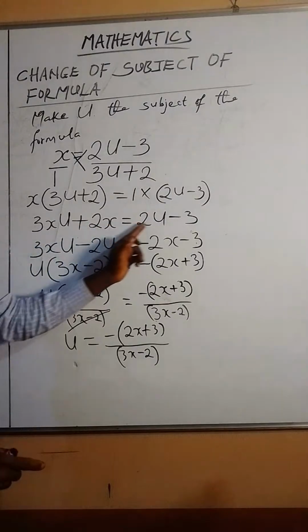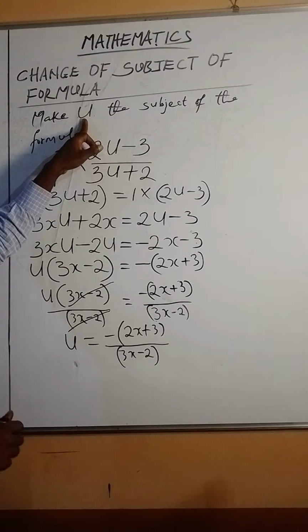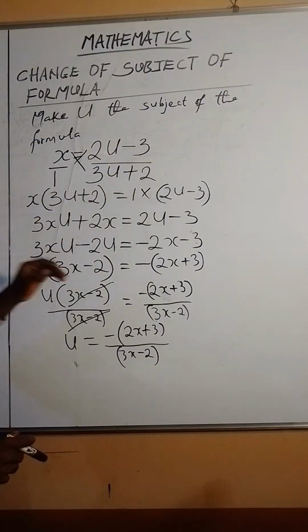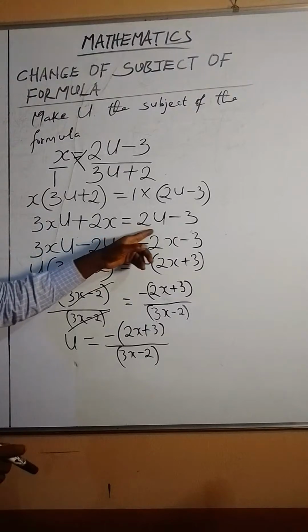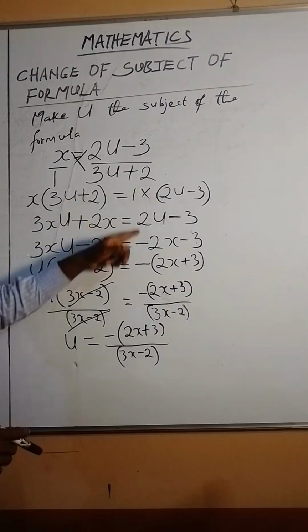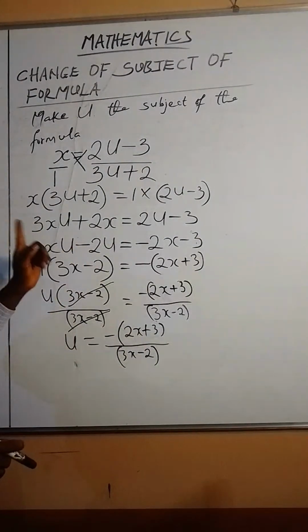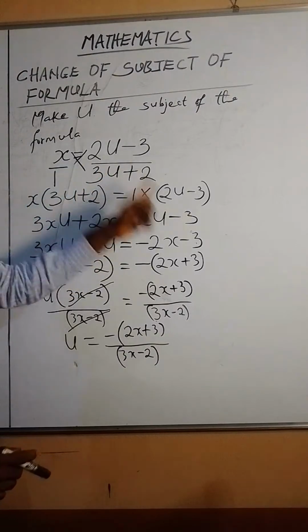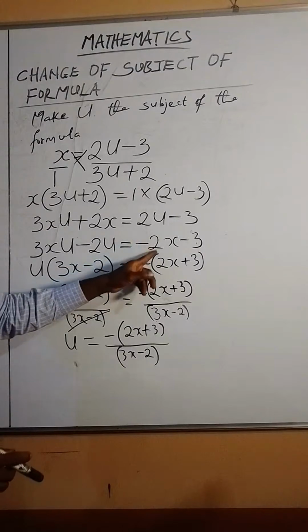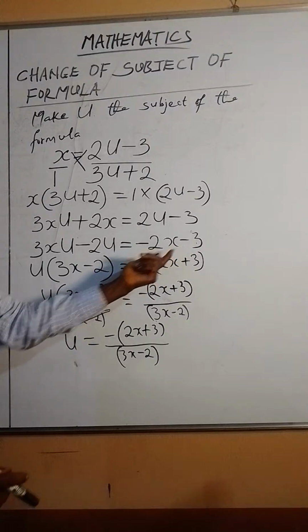At this stage, we are very careful because we know that u is what we want to make the subject of this expression or formula. So we are going to bring all the terms in u together. That's what we have done here. 2u, when crossing to the other side, becomes minus 2u. The sign will change to the opposite sign. Then 2x, when crossing to the other side, changes to minus 2x. And here we have minus 3, so we put them together here.